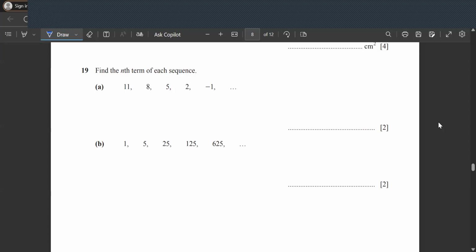If you found the difference and the first differences were not equal, but the second differences were equal, what do you do? You remember what I said? Teacher, can you repeat the question? No, I will solve a question.